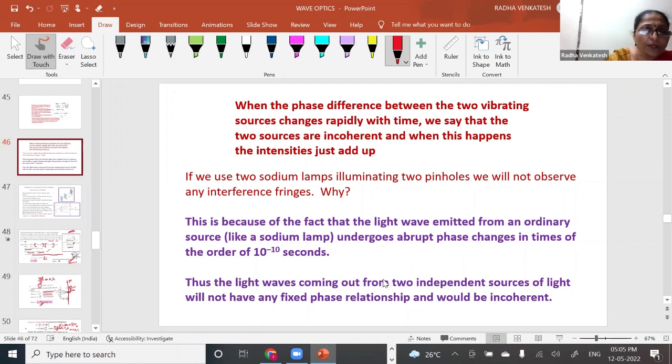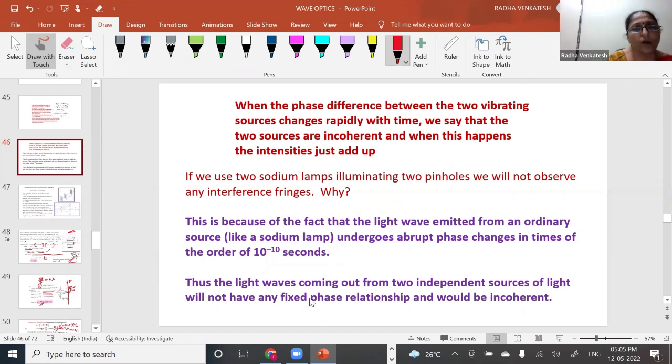Thus, the light waves coming out from the two independent sources of light will not have any fixed phase relationship and would be incoherent. So this is the point you should drive home for the children. They should say that the light coming out from the two independent sources will not have any fixed phase relationship. This is the phrase that you must definitely make the children write.